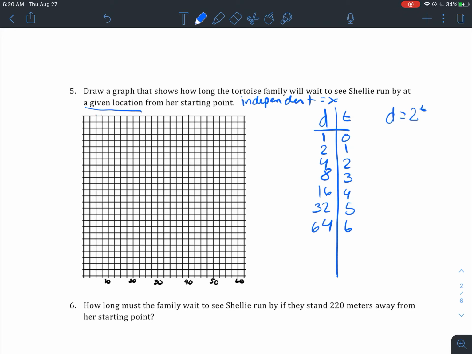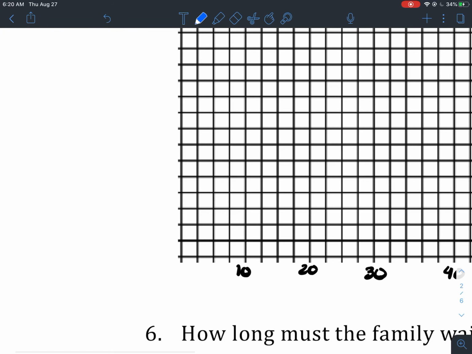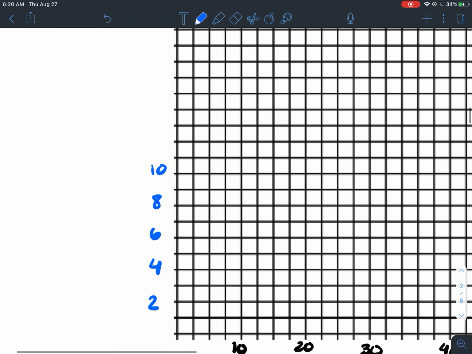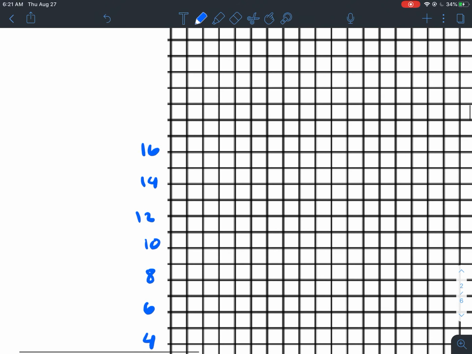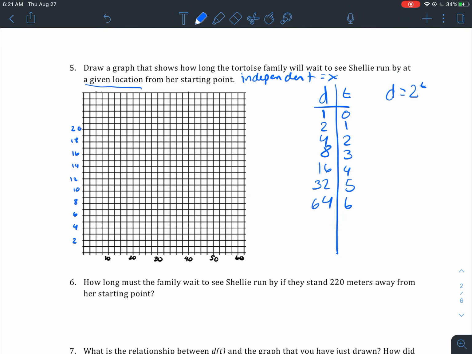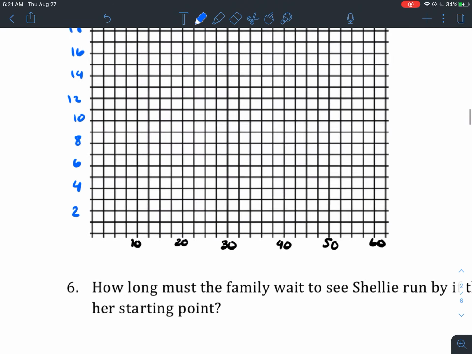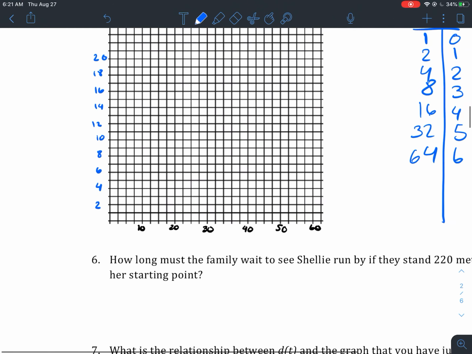So we can go ahead and fill this in. So we'll go 2, 4, 6, 8, 10, 12, 14, 16, 18, 20. All right. So now we'll go ahead.